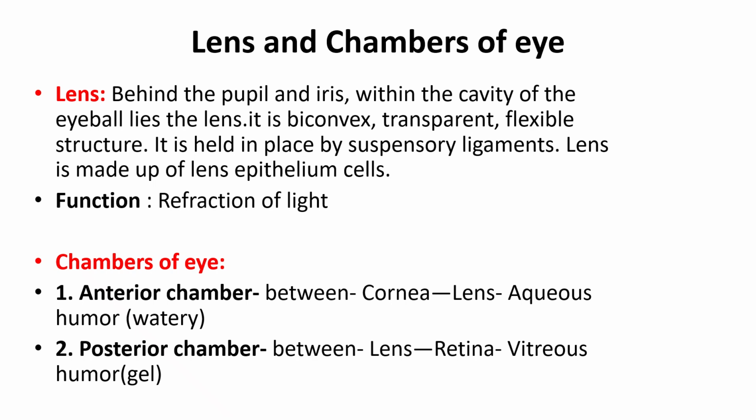There are two chambers of the eye. In front of the lens, the chamber is called the anterior chamber. It is present between the cornea and lens, and it contains a watery liquid called aqueous humor. Behind the lens, between the retina and lens, the chamber is called the posterior chamber. It contains a gel-like material called vitreous humor.